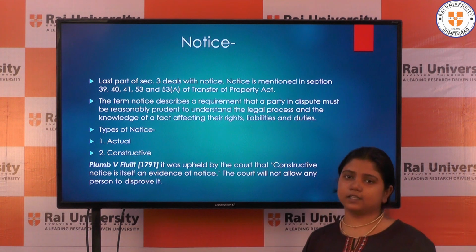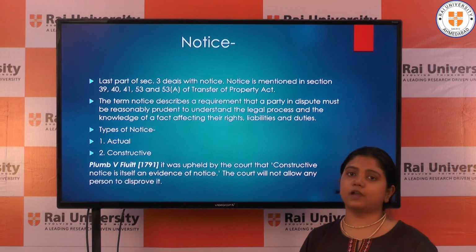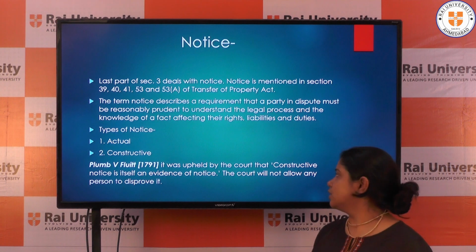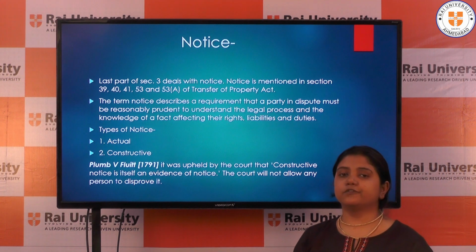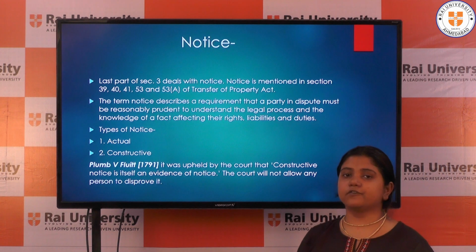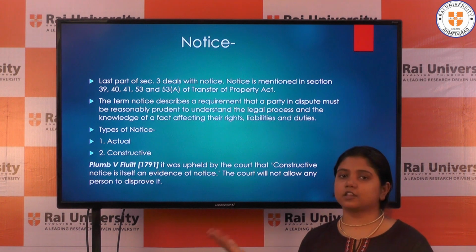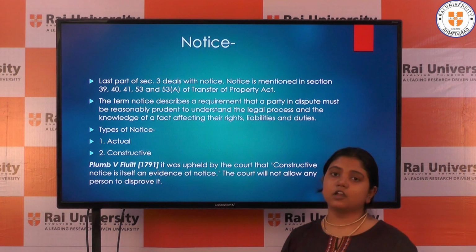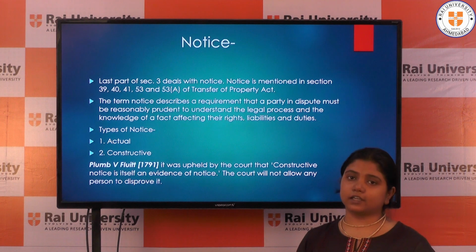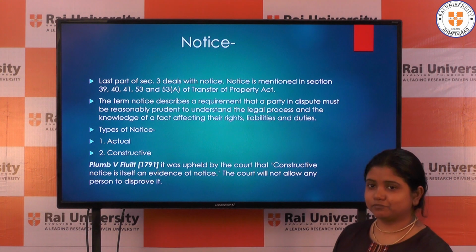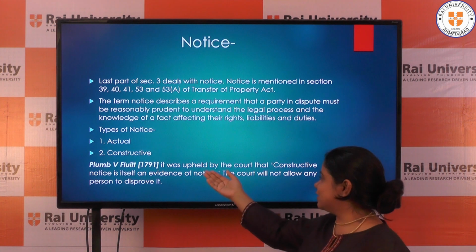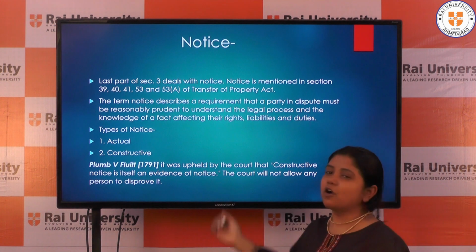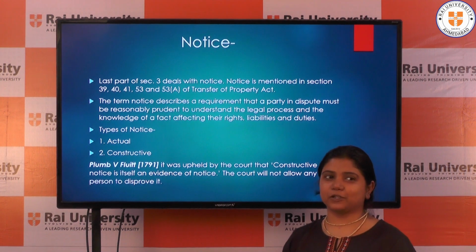The types of notice can be categorized into actual notice and constructive notice. The term actual basically means that the notice or the knowledge or information has come to the person directly. Direct process, there is no such presumption or assumption. But when it comes to constructive notice, the court imposes it; there is no such direct communication, but there is a presumption and assumption of that particular thing.